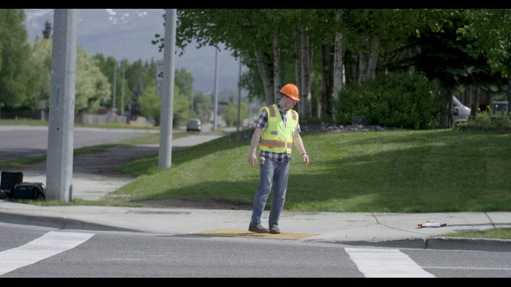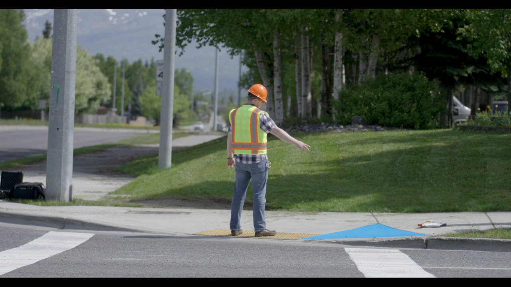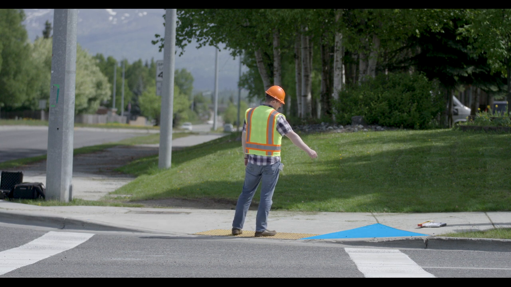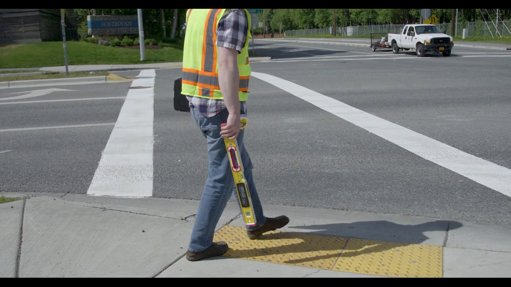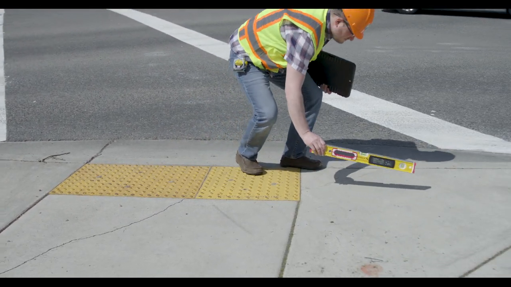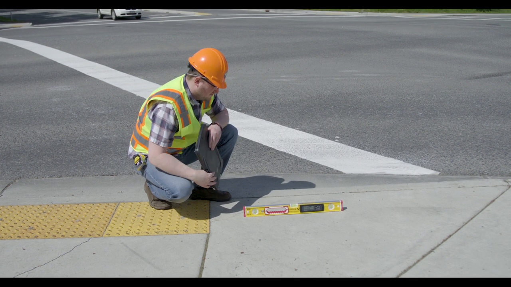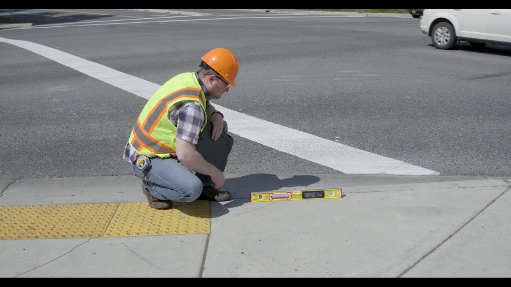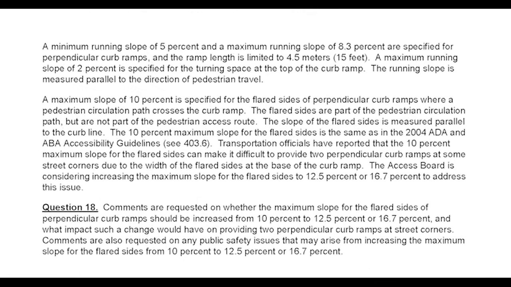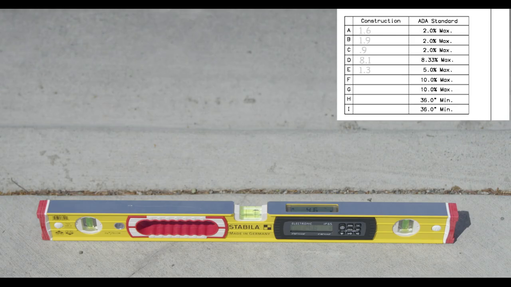Turn so your back is to the road. The flare to your left is defined as the left flare, and the flare to the right is the right flare. It is important to note that, as per the diagram, right and left are relative to facing the landing. Move to the left flare and take the slope of the flare along the same direction as the ramp cross slope, as close to the curb as safety will allow. Be sure to make a clear spot to set the level before taking your measurement. Both ADAG and PROWAG agree that the flare slope should not exceed 10%. Record the left flare slope in row F of the data sheet.